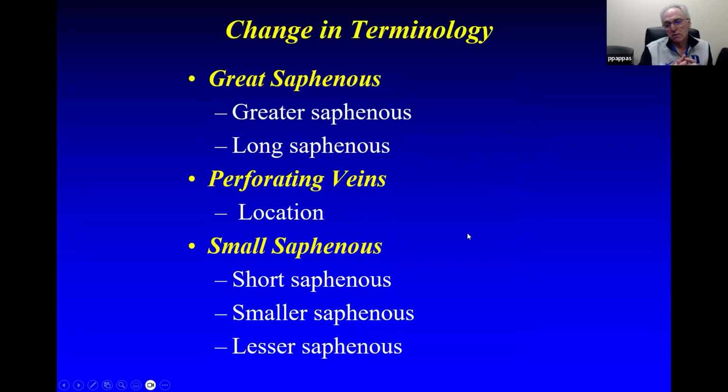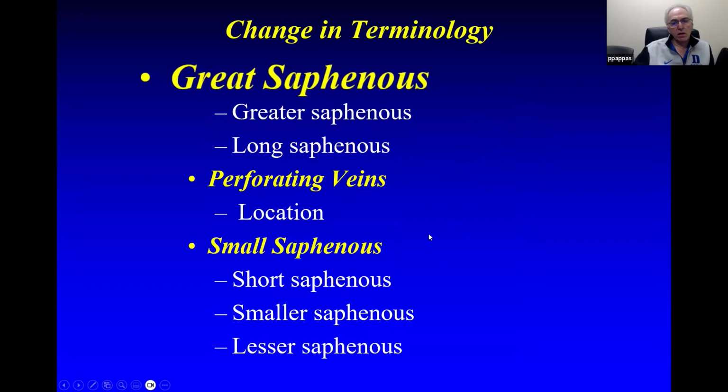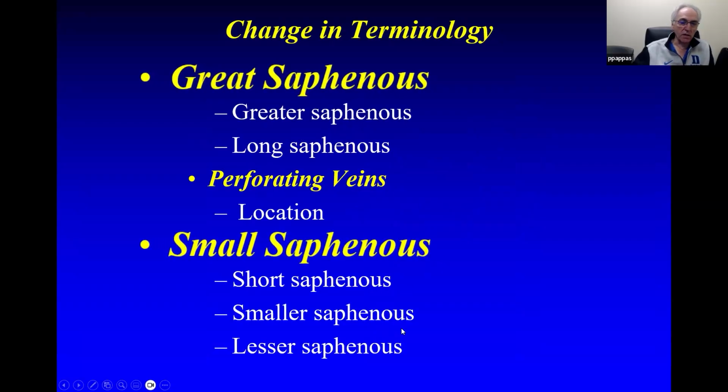So in 2005, there was a consensus conference in Rome to come up with a common nomenclature. So you're no longer going to see the term greater or long saphenous vein. It's now called the great saphenous vein, right? You're not going to hear the word short, smaller, or lesser anymore. It's the small saphenous vein.